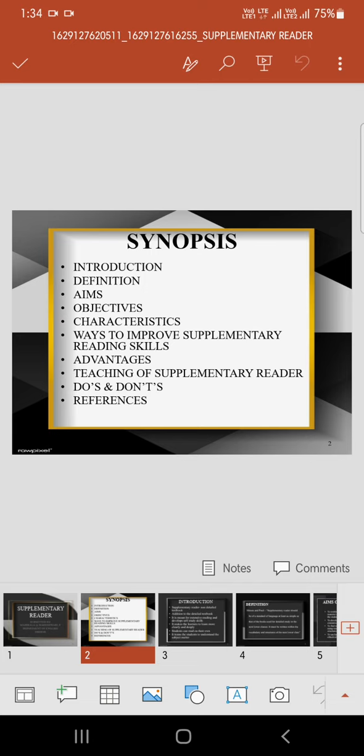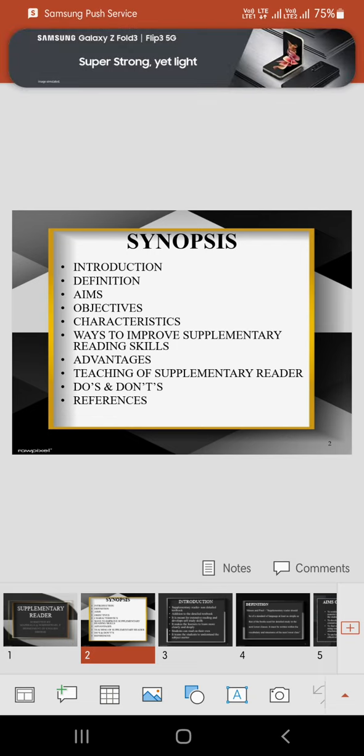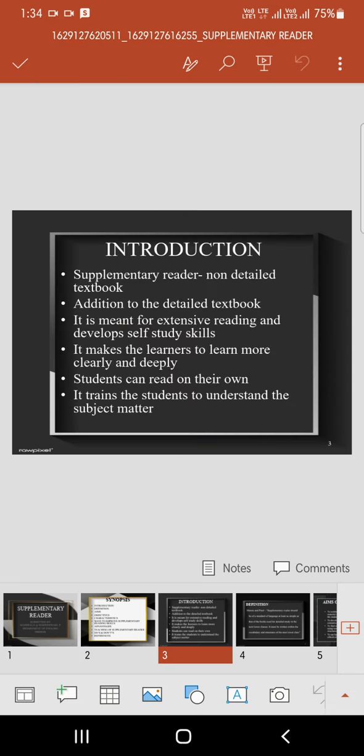Synopsis: introduction, definition, aims, objectives, characteristics, ways to improve supplementary reading skills, advantages, teaching of supplementary readers, do's and don'ts, and references. Introduction. Supplementary reader is also known as a non-detailed textbook.